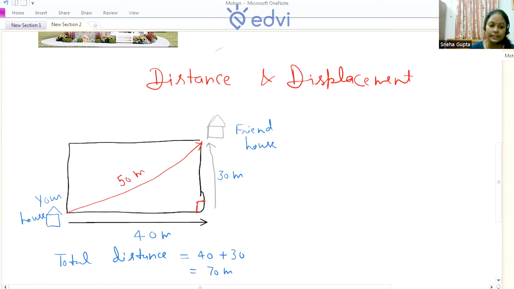So this is the distance from your house, the starting point, and this is your friend's house, the final point. The shortest distance between the initial point and the final point is called the displacement. So here this 70 meters was the distance, and this 50 meters is called the displacement. Okay.